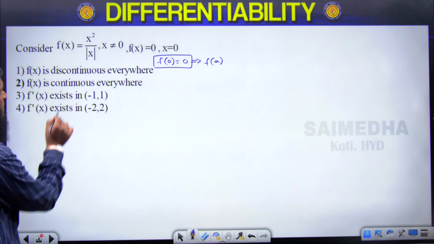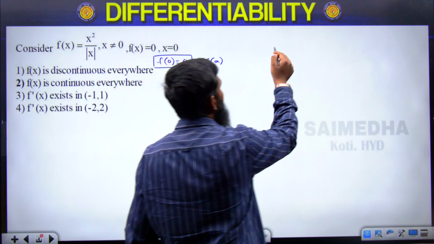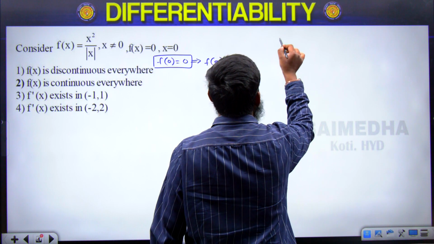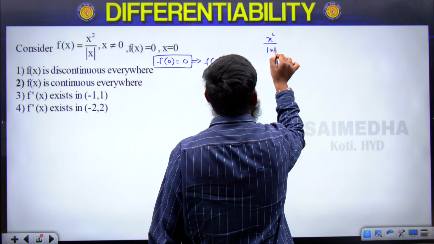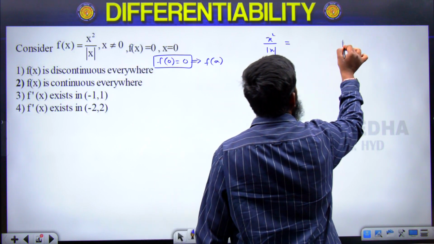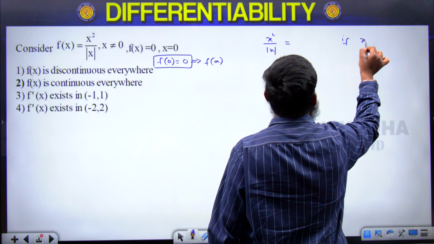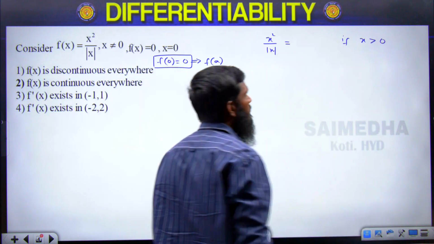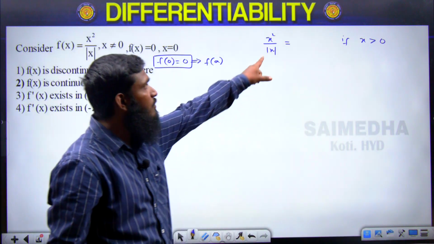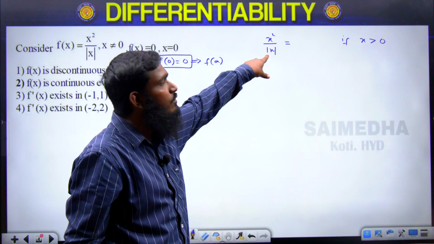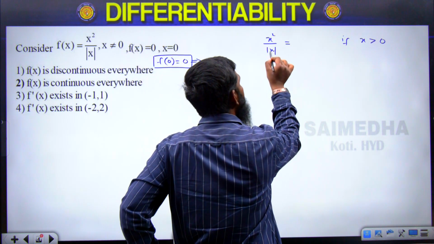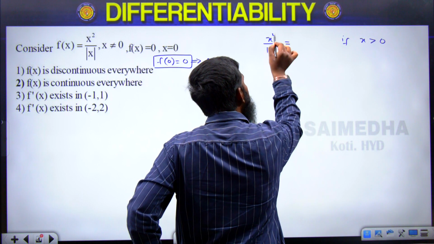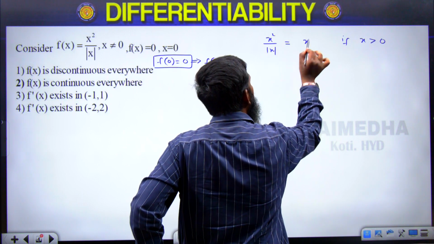First, let us simplify this one. We are having the function x square divided by mod x, which is equal to, if we are taking x is greater than 0, what do we take? If x is greater than 0, mod x is equal to plus x only. If you are taking plus x, one x gets cancelled, then we can write x over here.